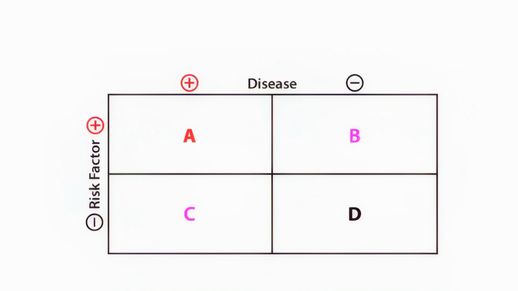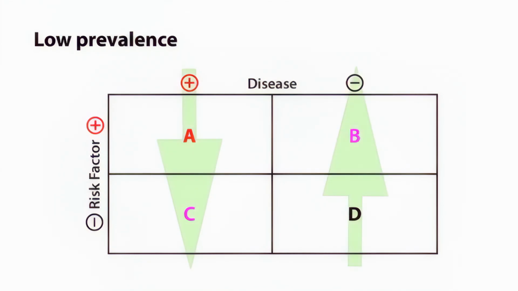But here is another important thing to know. The odds ratio approximates the relative risk if the disease prevalence is not very high. So let's see if we can figure this out. How does the low prevalence affect A, B, C, and D? And what does that do to the relative risk calculation? If the disease prevalence is low, you're going to decrease A and C, and you'll increase B and D.